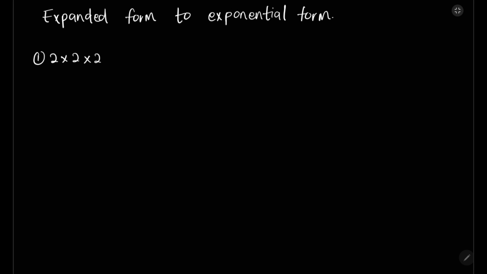Let's start with the first example. Let's do 2 times 2 times 2. This is called your expanded form. And in today's lesson, we learn how to go from expanded form to exponential form. How do we write this in exponential form where we have exponents?